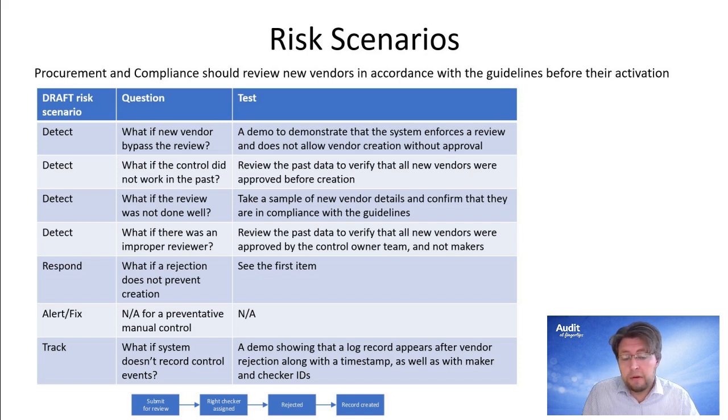The review is done, and it is done correctly in accordance with the guidelines, and the reviews were done in the past. But how do we know that the right reviewer was doing the review? So we can just take the list of reviewers and see if they are from the procurement and compliance team, and they are not makers. All the checkers, all the reviewers are not the same as makers, to ensure separation of duty. Okay, next, now we're done with detection.